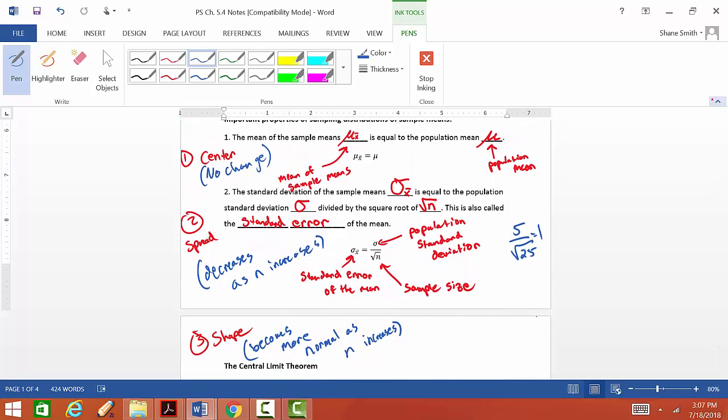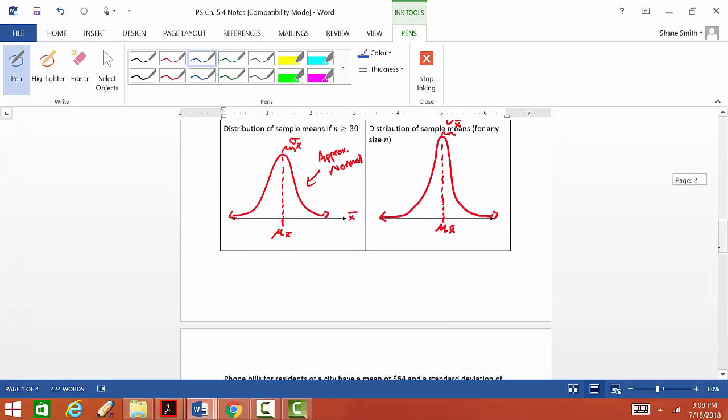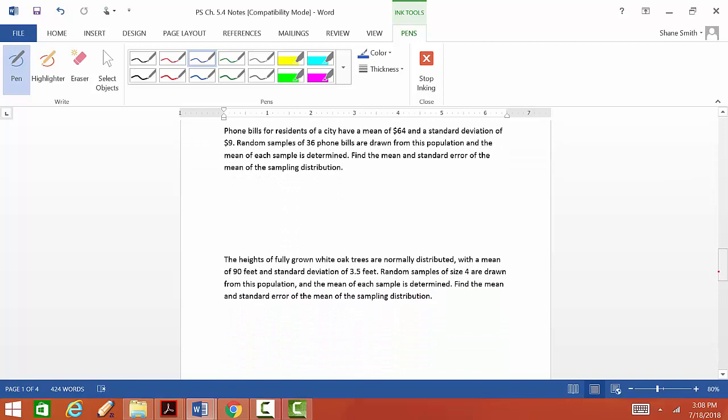And again, we're taking samples from the population. It turns out that those sample means, that distribution of sample means, has these 3 characteristics. The center doesn't change, the spread decreases as n increases, and the shape becomes more normal. All right, so the next part of the video, I'll complete the notes, and we'll actually do a few problems that are related to the central limit theorem.